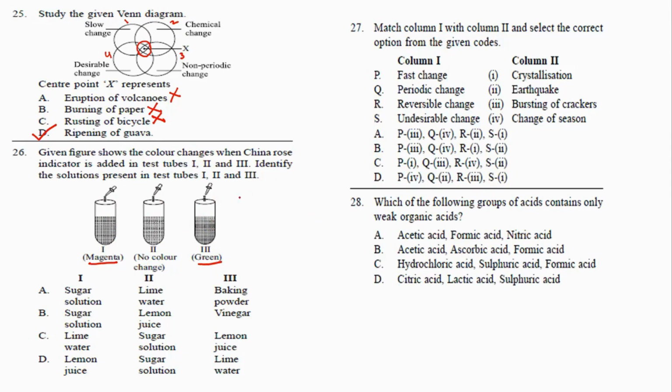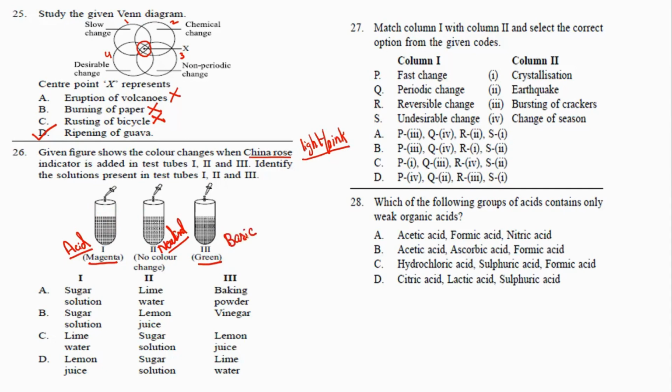The color of China rose indicator is light pink, right? When we add China rose indicator to any acid, it changes to magenta color. So one should be any acidic substance, right? No color change means it is neutral. This is a neutral solution, right? And China rose will turn green if we add it to a basic thing.